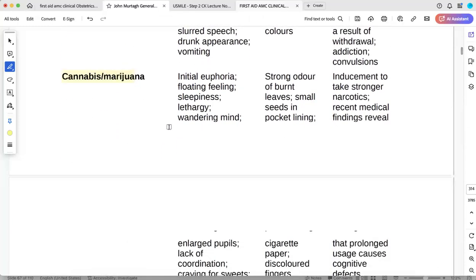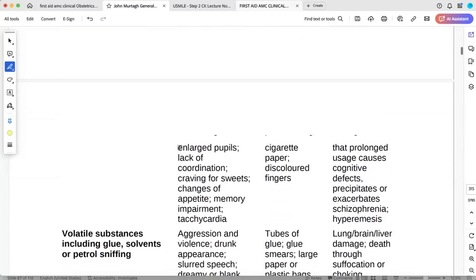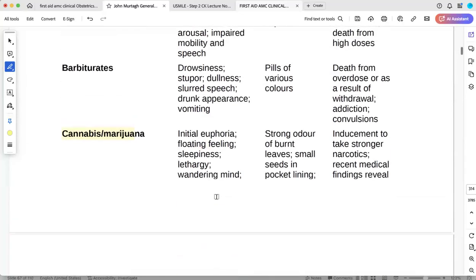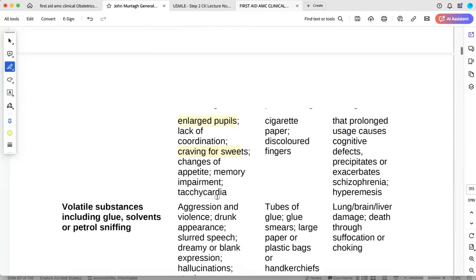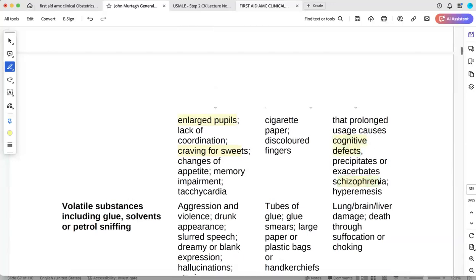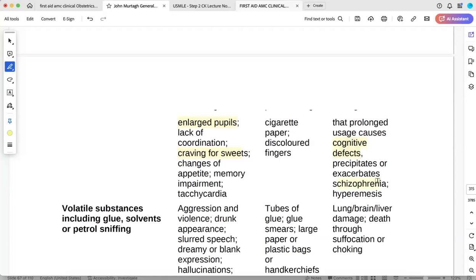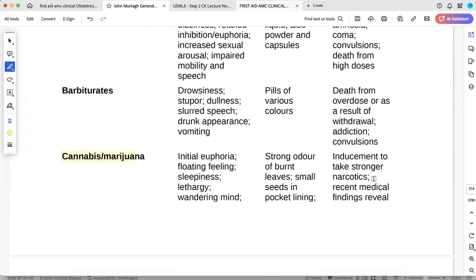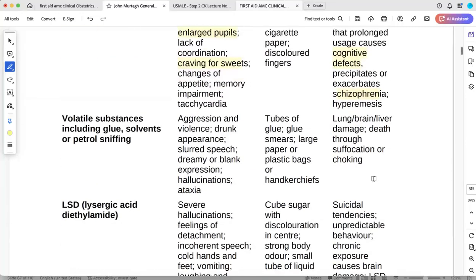You need to know about marijuana. Marijuana causes initial euphoria. They can have enlarged pupils. They can have craving for sweets. So those are the important features. Now, for this kind of patient, especially cannabis or marijuana patients, they can have cognitive defects and they can have schizophrenia. Okay, so that's for cannabis or marijuana.